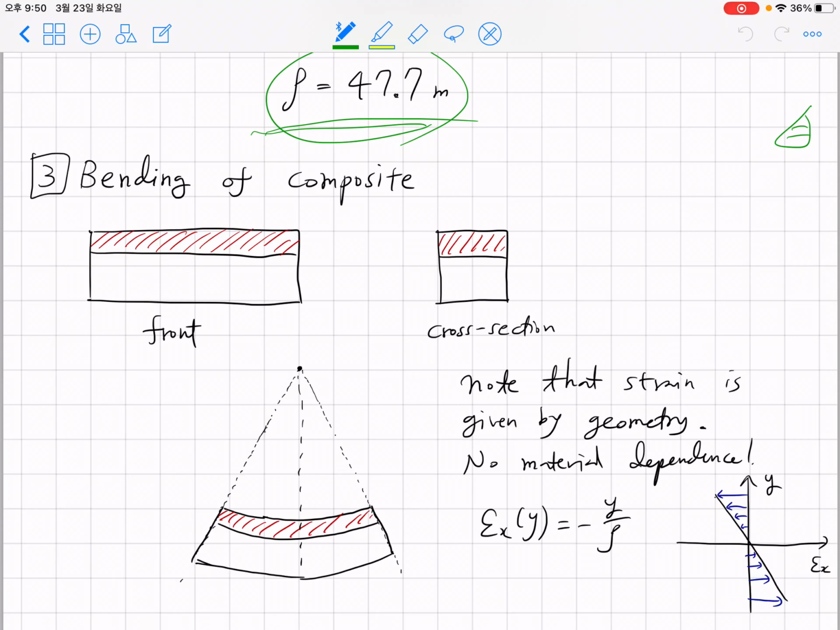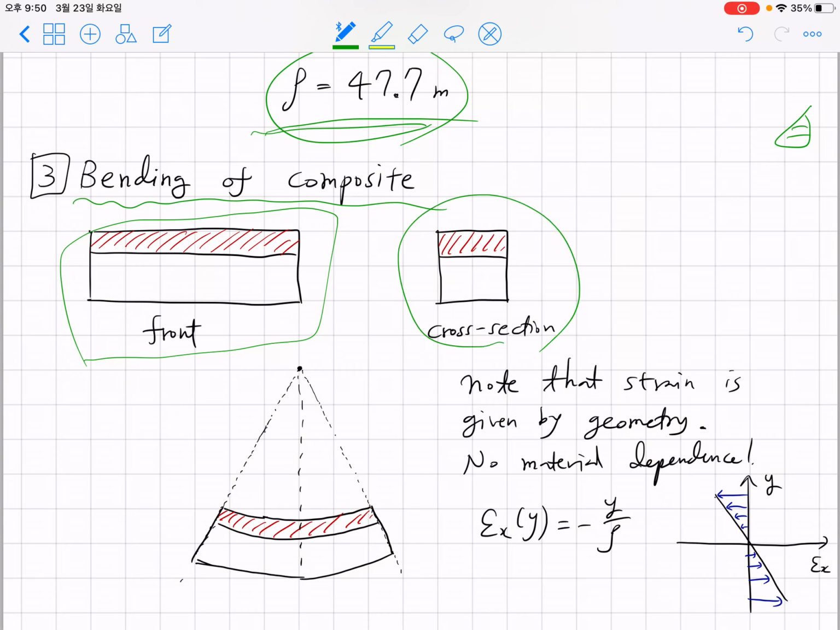As a third topic of today, we'll discuss the bending of composite member problem. So here, let me think about one simple example with a rectangular cross section. In the front view, you can see the top part is given as a red block and the bottom part is given as a white block. So there are two different materials, and the cross section looks like this.